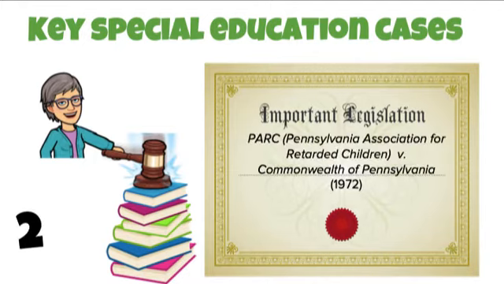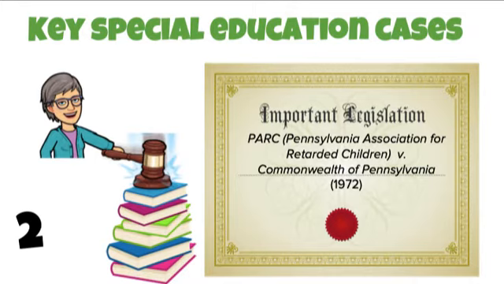The second case is called PARC. This is the Pennsylvania Association for Retarded Children. Now, I know we've talked about how we don't say the word retarded because it's considered inappropriate and it's a slur. But at the time, this is actually how the law was written. So, of course, today we use the language intellectual disability, but most of us just refer to this particular legislation as PARC versus Pennsylvania.